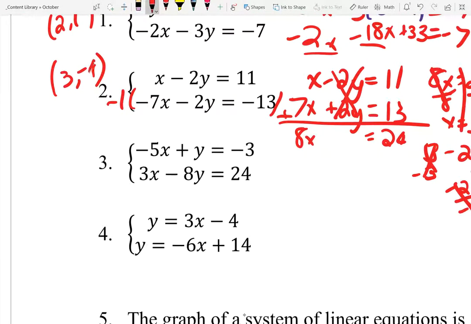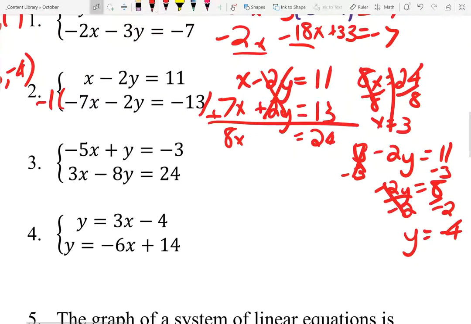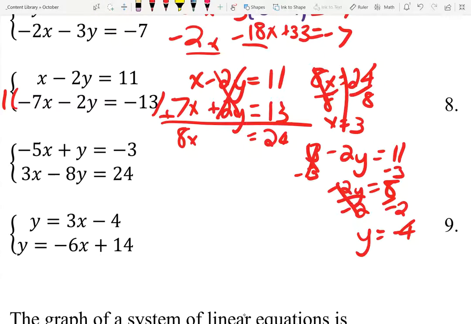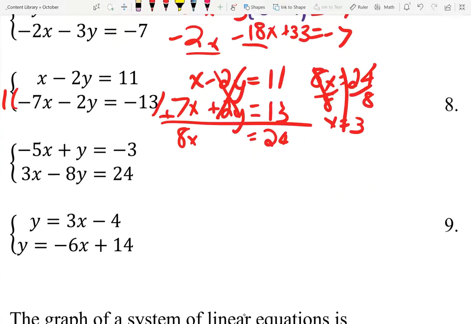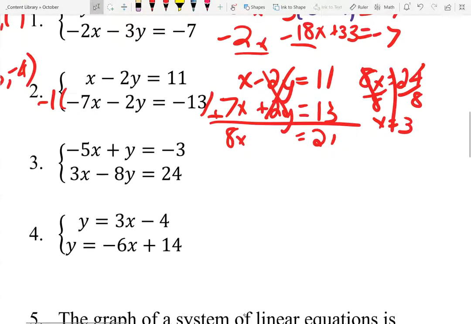So that's the solution for number 2. Number 3, let me erase this. Number 3, I'm also going to use the elimination method because I notice, again, the x's are aligned, the y's are aligned. Everything is in line here. So all you've got to do is just add the equations together.